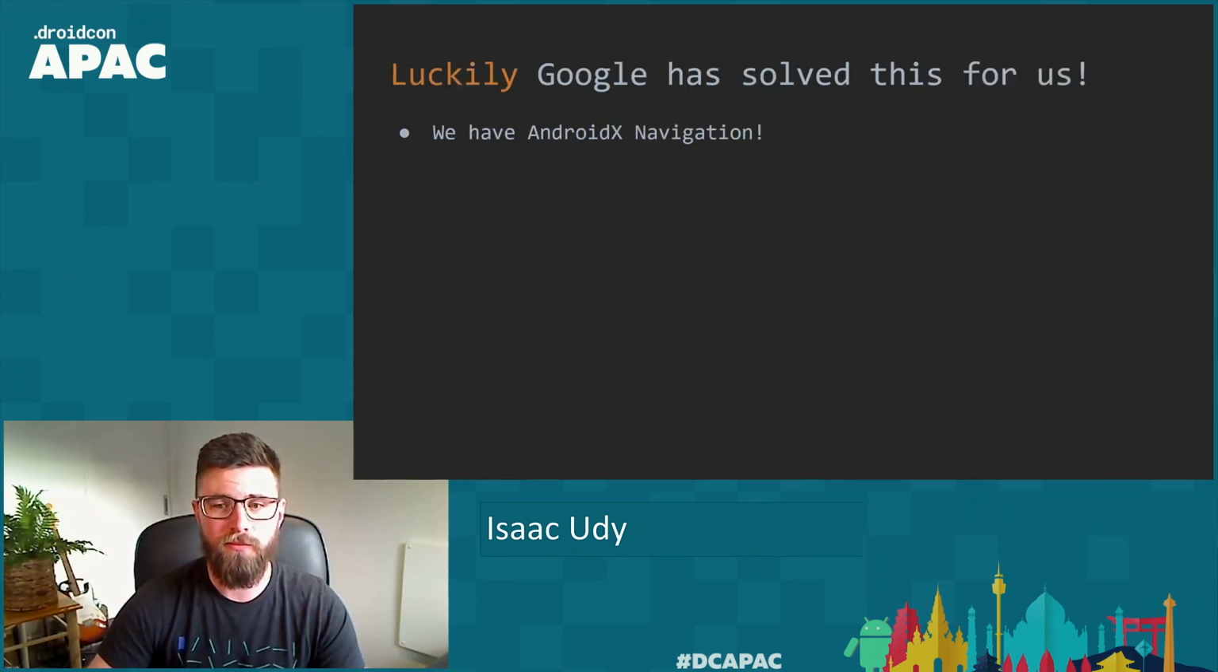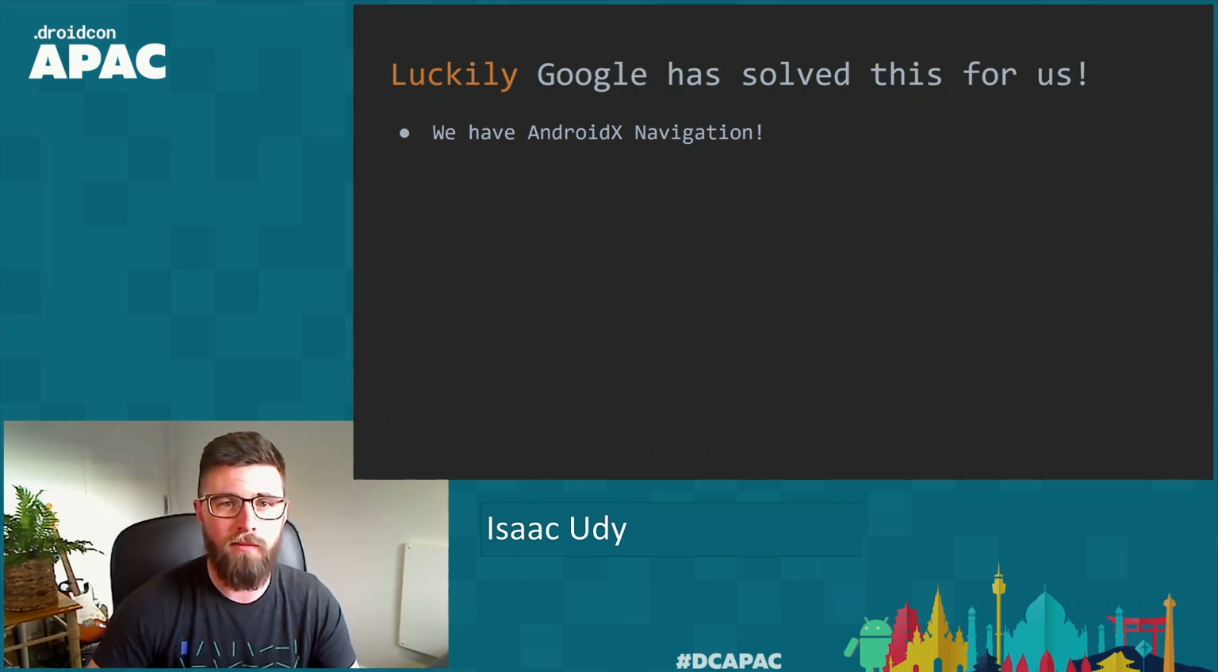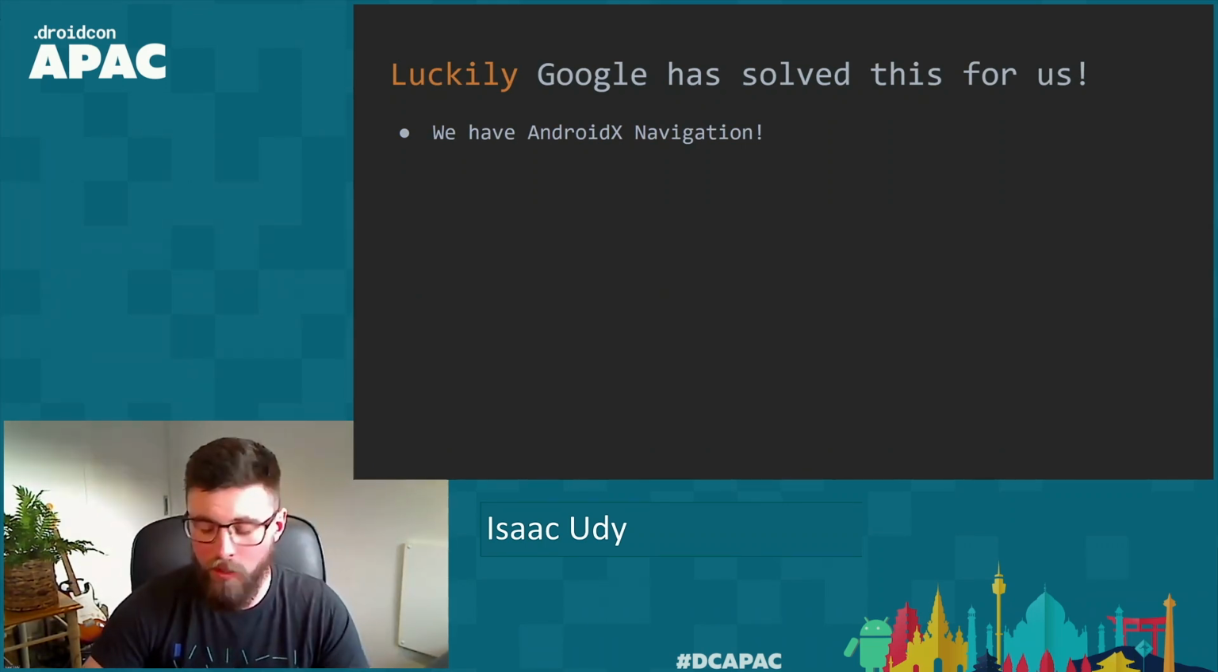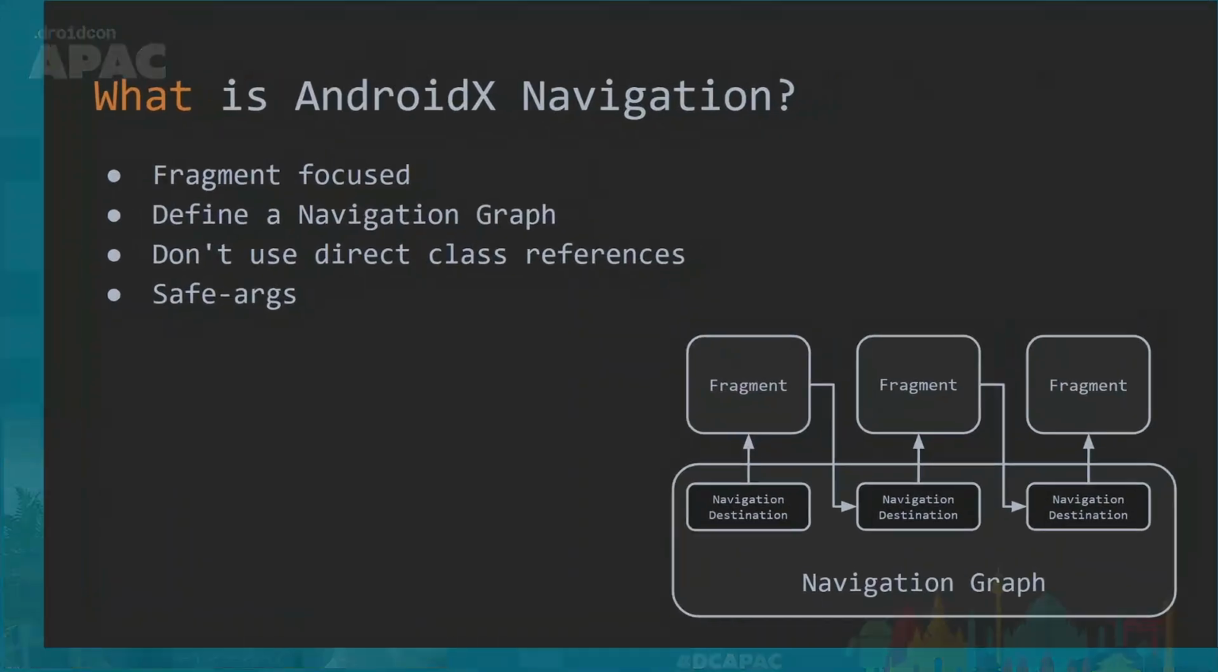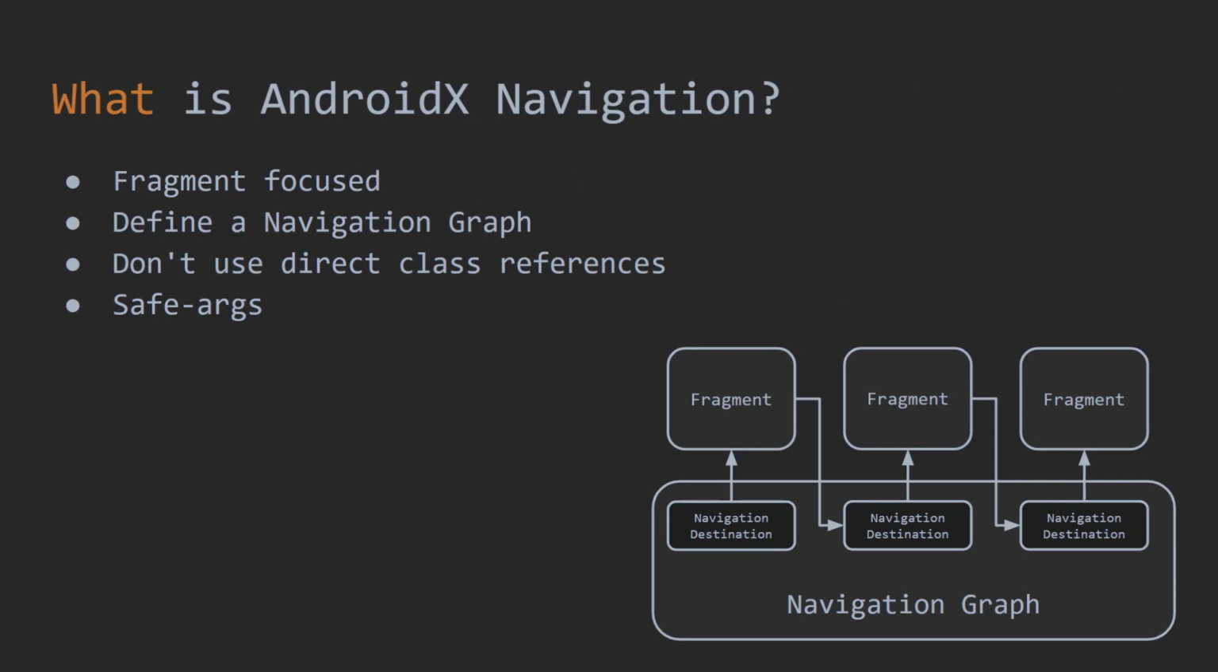Luckily, Google has solved this for us, right? We have AndroidX Navigation. So a quick recap on what AndroidX Navigation is. Well, it describes itself as a framework for navigating between destinations within an Android application, that provides a consistent API where the destinations are implemented as fragments, activities, or other components.